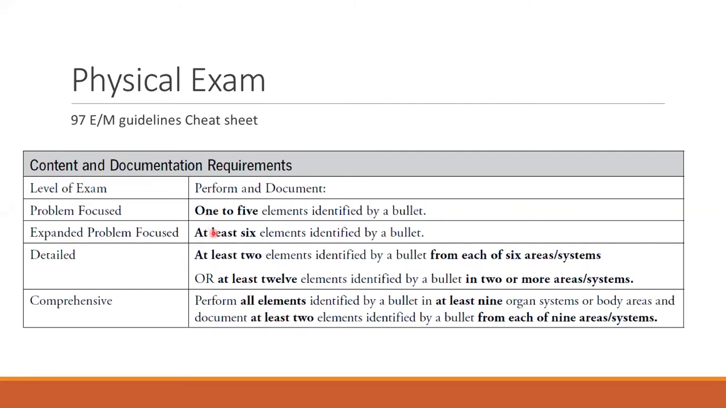An expanded problem-focused exam has at least 6 elements identified by a bullet, but less than 12. A detailed exam has at least 2 elements identified by a bullet from each of 6 different body areas or systems, or at least 12 elements identified by a bullet in 2 or more areas or systems. And comprehensive is going to have all elements identified by a bullet in at least 9 systems.